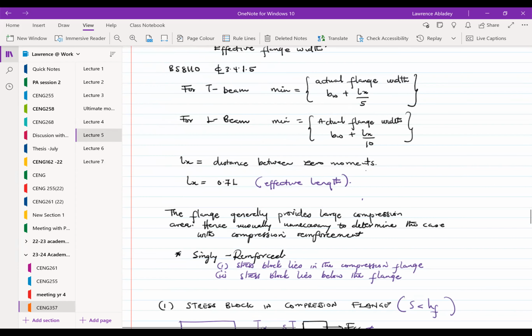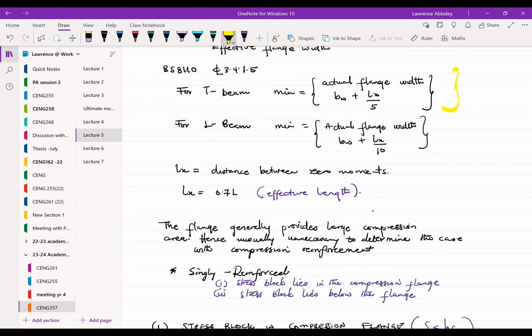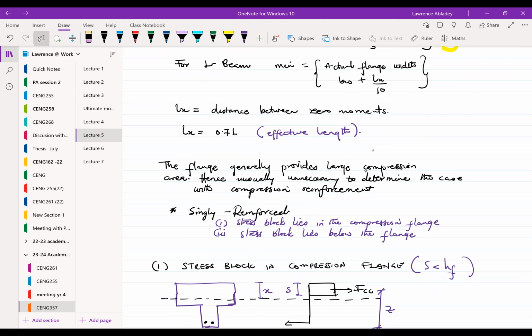Okay, so I'm basing whatever I'm looking at on this equation, right? So here I said LX. So I have this equation right here, right? So this is what I'm using since I'm looking at a T-beam. So I choose the minimum of the actual flange width, or the width of the web, plus LX over 5, or LE, effective length, okay? And then we say that the effective length LX is usually taken as 0.7 L. So that's in your notes already. So I'm just taking the information from that side. All right.